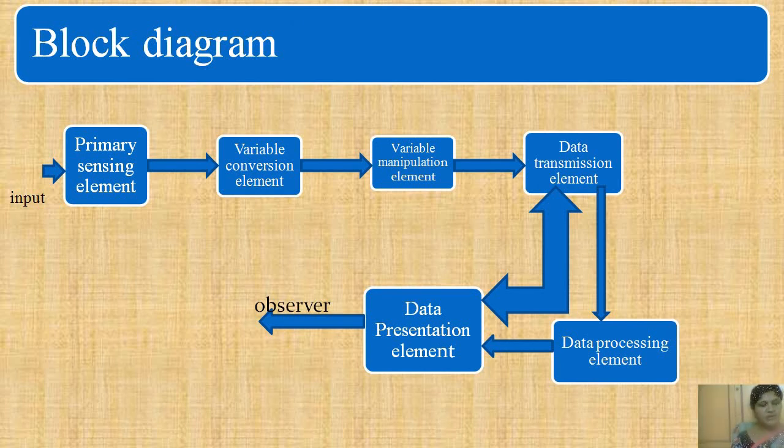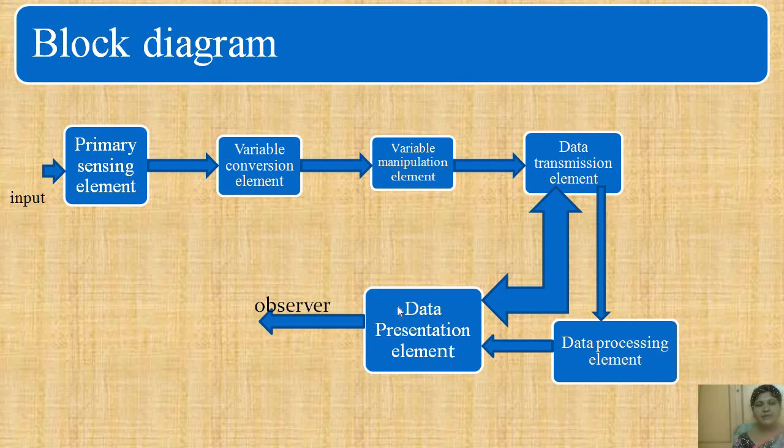Now in the block diagram, after the data transmission element, the data goes either directly to the data presentation element, or to the data processing element. The data processing element further processes the data. That means if amplification or some further modification of the signal is required, that is done by the data processing element. After processing, the signal is given to the data presentation element.